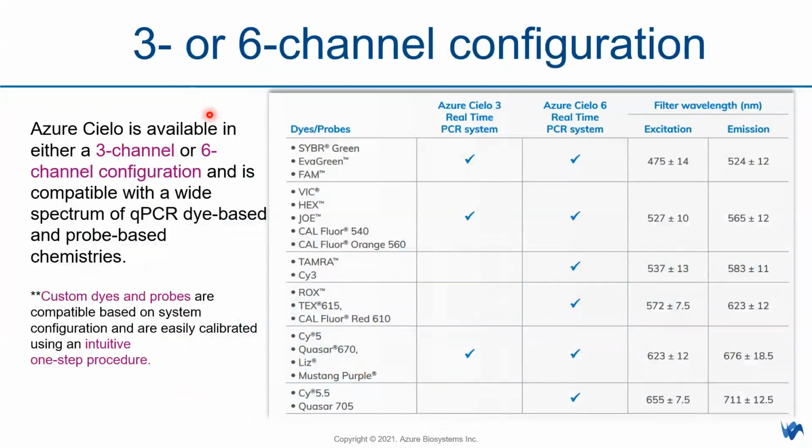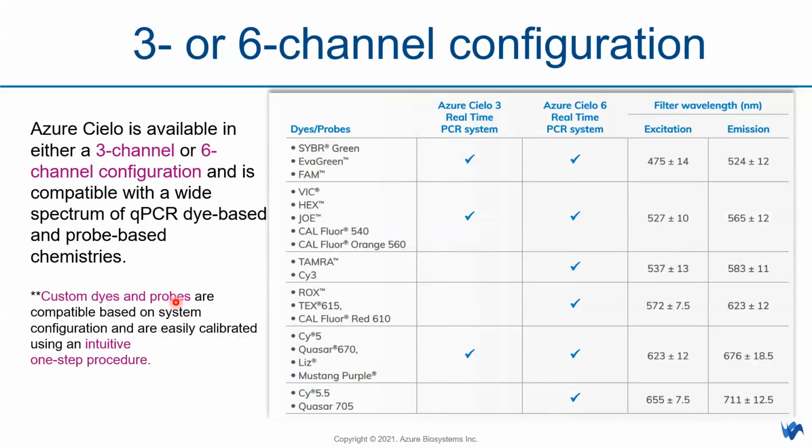Azure Cielo comes with two configurations, Cielo 3 and Cielo 6. Cielo 3 will have 3 channels available, and Cielo 6 will have all 6 channels available for you. So it can do up to 6-plex multiplexing without any crosstalk at all.